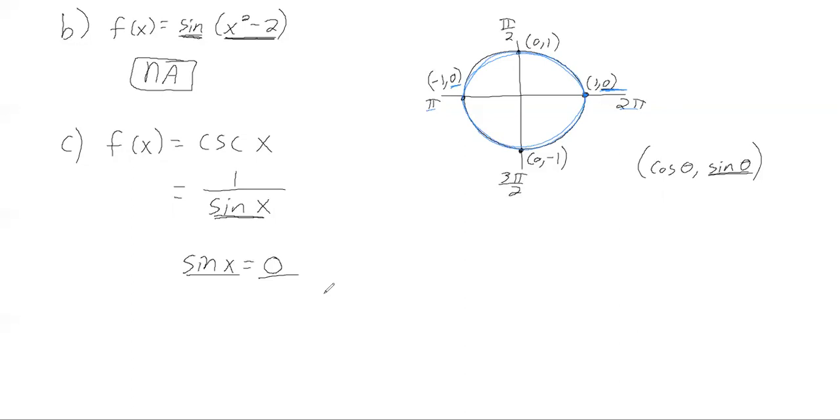What if I go around backwards, to negative pi? I have a sine of 0 there. Negative 2 pi, I'm back at a sine of 0. Negative 3 pi, I'm back at a sine of 0. Y'all get the picture. So how am I going to write this? One way I could write this is to say I have discontinuities where x is equal to n pi, where n is an integer.